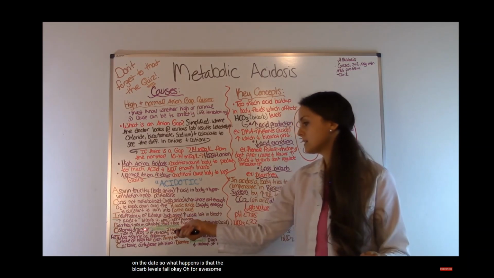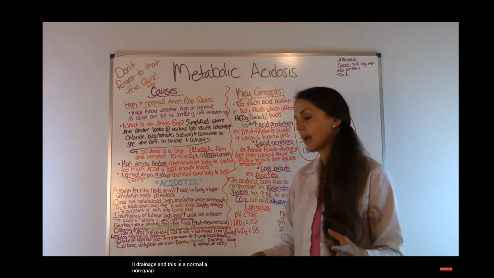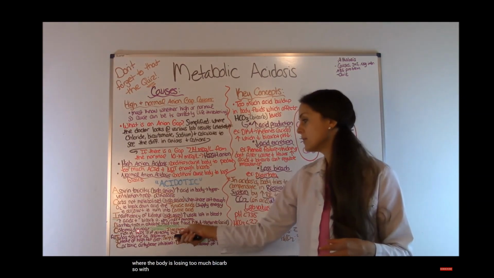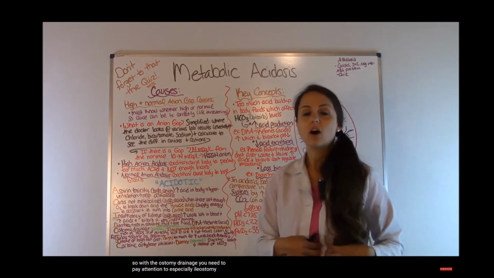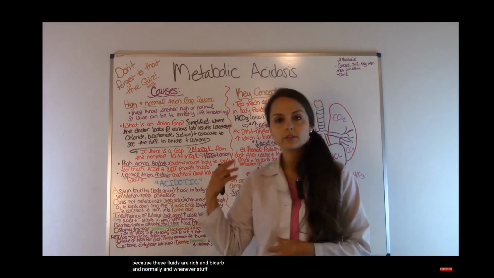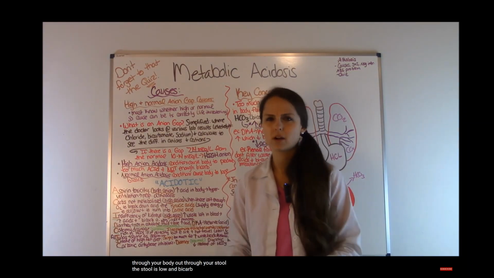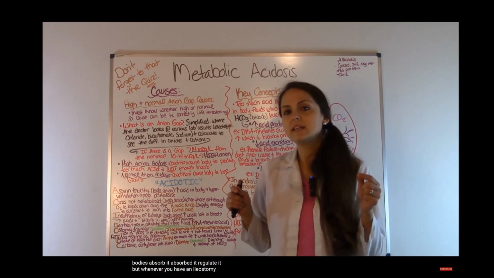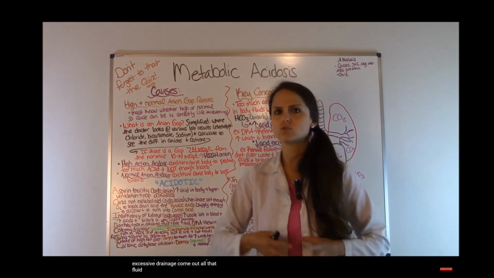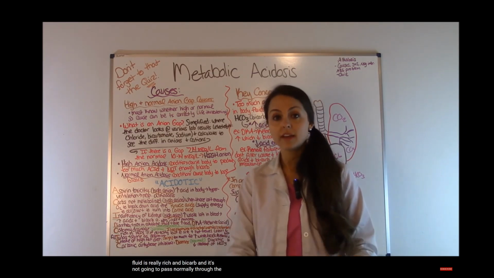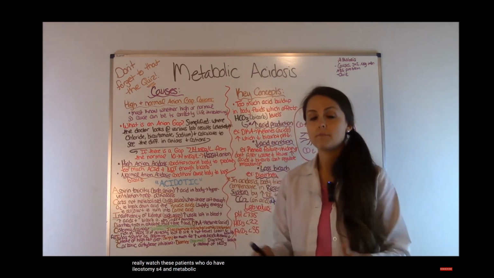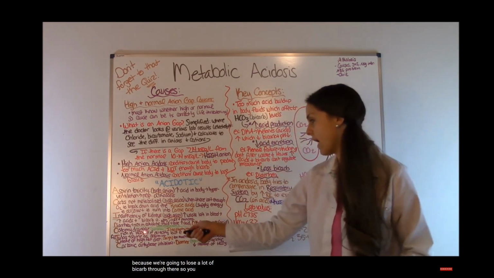Okay, O for ostomy drainage, and this is a normal anion gap one, just like diarrhea is a normal anion gap, because again, that's where the body is losing too much bicarb. With ostomy drainage, you need to pay attention especially to ileostomies, because these fluids are rich in bicarb. Normally, whenever stuff travels through your body and out through your stool, the stool is low in bicarb because the body has absorbed and regulated it. But whenever you have an ileostomy or other ostomies, you're stopping at a certain point. So if you're having excessive drainage come out, all that fluid is really rich in bicarb, and it's not going to pass normally through the gut like it's supposed to. So you have to really watch these patients who have ileostomies for metabolic acidosis, because they're going to lose a lot of bicarb through there.